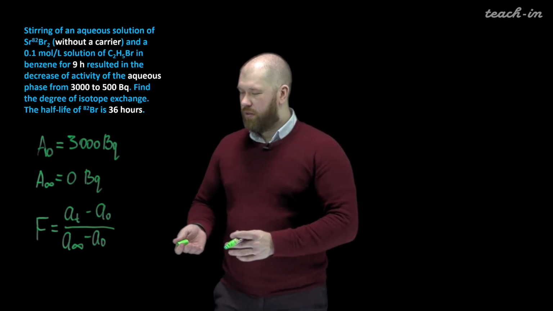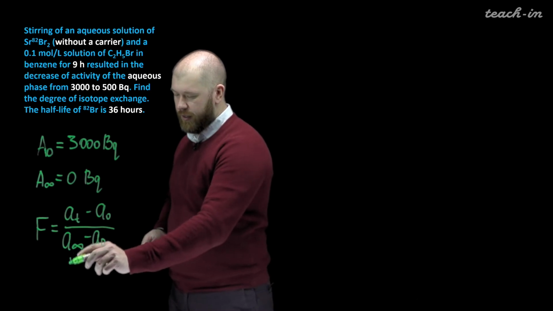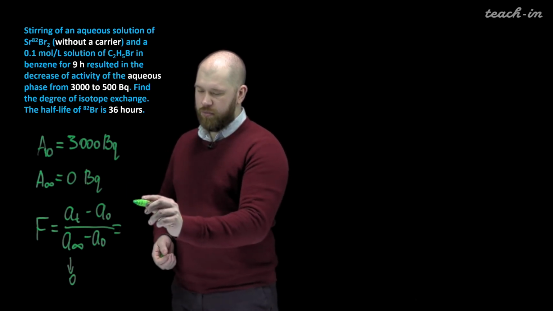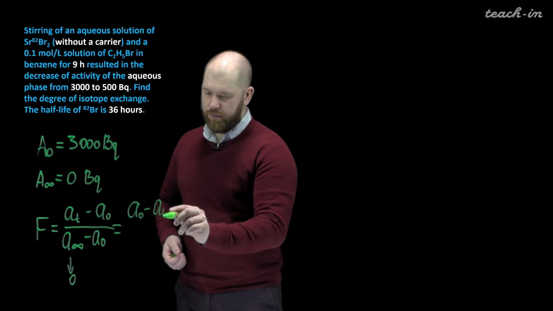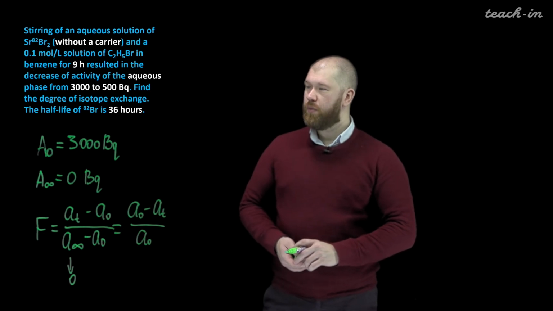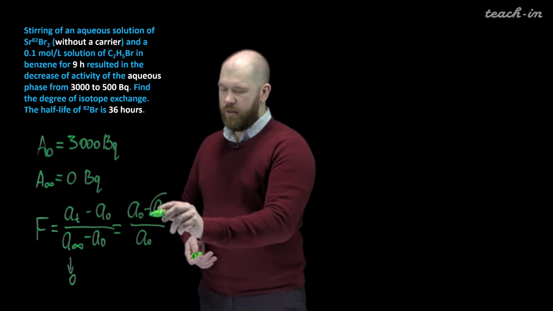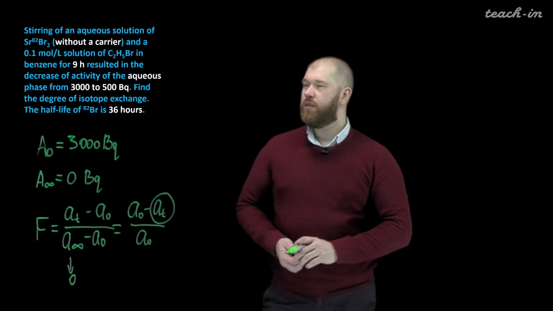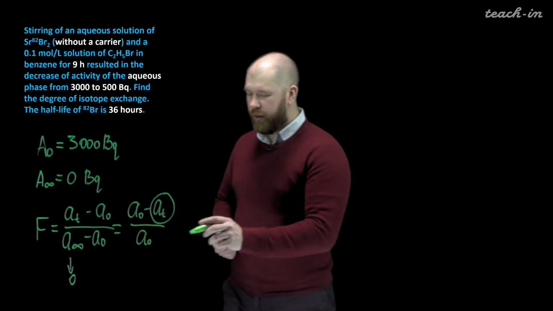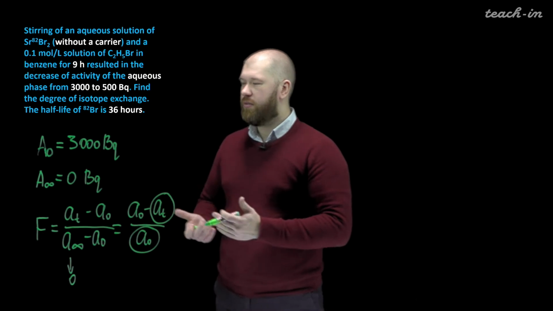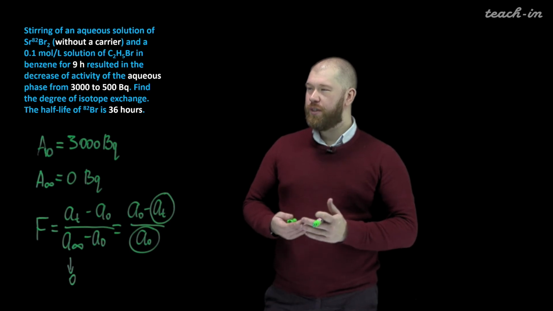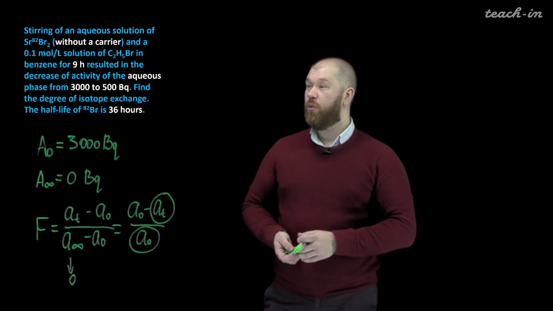It will be simplified as far as it is equal to 0. We can rewrite it and put the A0 in the first place. So we know the activity of the aqueous phase at a time after 9 hours. But we have to recalculate this A0, or let's call it A total, due to the decay of our bromine.